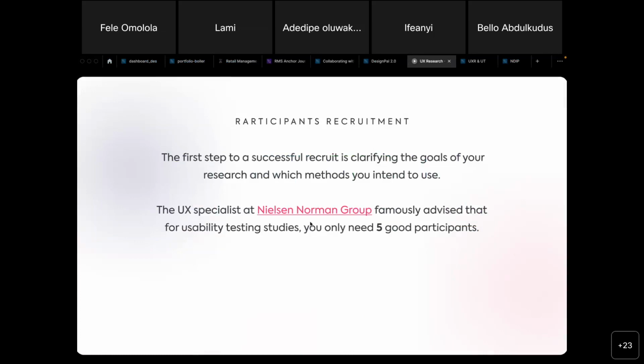So I think I've already given you an overview of what participant recruitment is all about, but this is supposed to be a topic on its own. I won't lie to you, but I'm just going to give you an insight on what it takes to recruit participants for your product or your project. The first step to a successful recruit is clarifying the goals of your research and which method you intend to use.